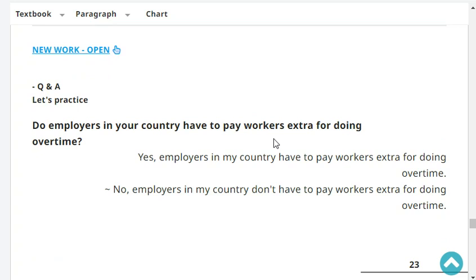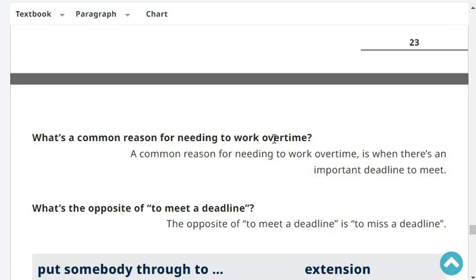Next, do employers in your country have to pay workers extra for doing overtime? Yes or no? Yes, employers in my country have to pay workers extra for doing overtime. Very good. What's a common reason for needing to work overtime?